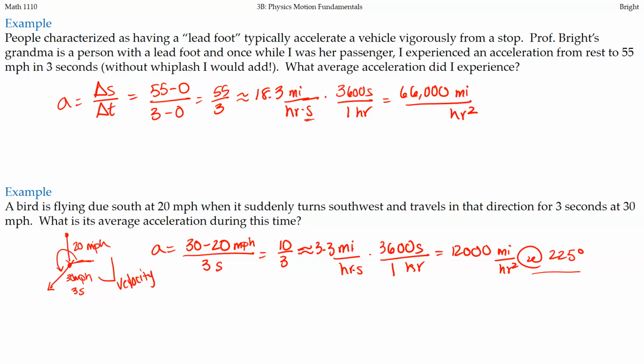So this is a sample of an instance where acceleration can be computed both using change in speed, and this one using change in velocity. Be on the lookout for directions, and those are going to indicate to you that you need to use velocity. Otherwise, here's a quiz question that I want you to think about and try on your own.